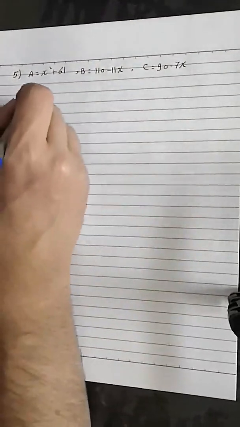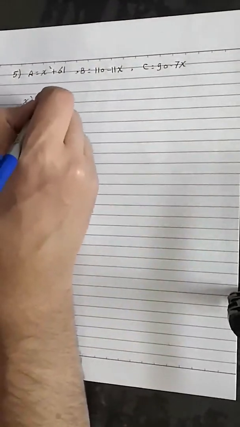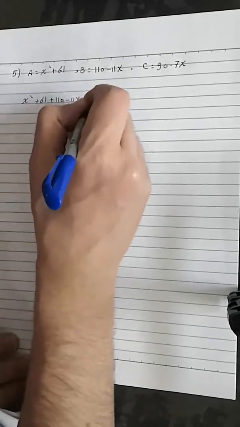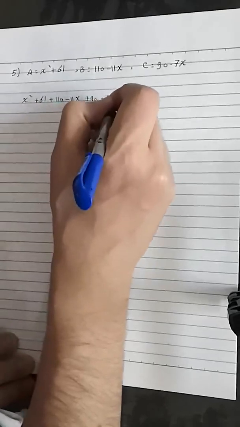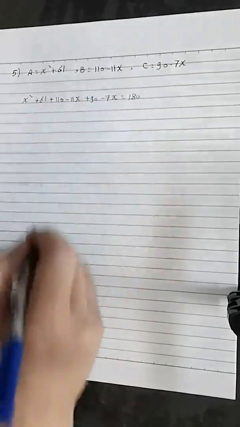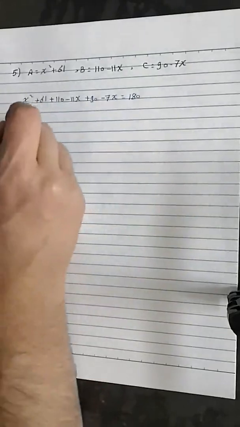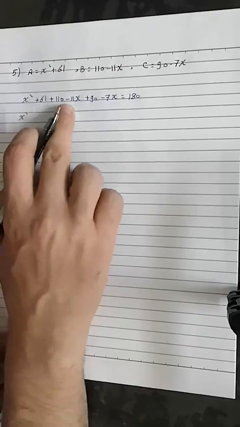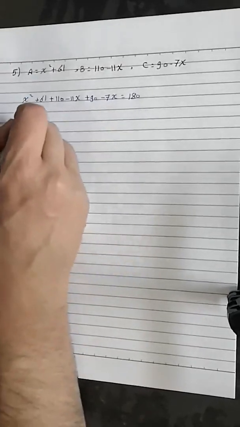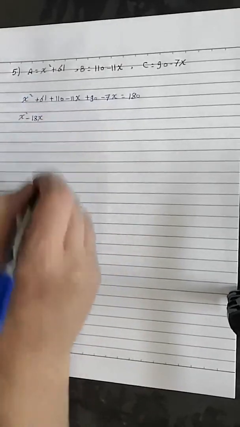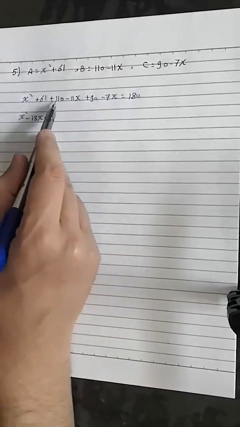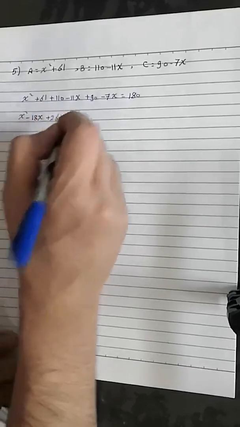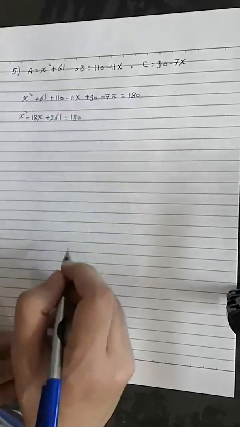So that x squared plus 61 plus 110 minus 11x plus 90 minus 7x, all of it equals 180. Let's see the like terms. X squared is only x squared. I have negative 11x and negative 7x. It will be negative 18x. 61 plus 110 plus 90, it will be 261. All of it equals 180.